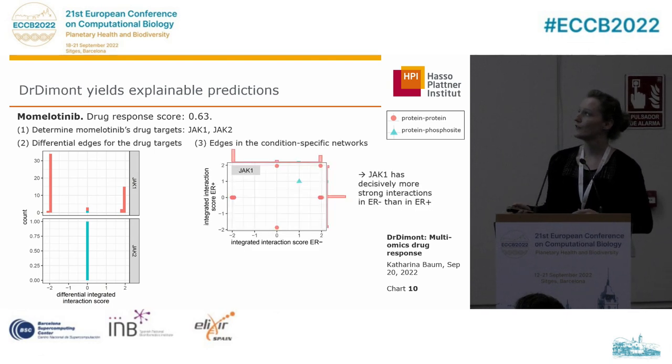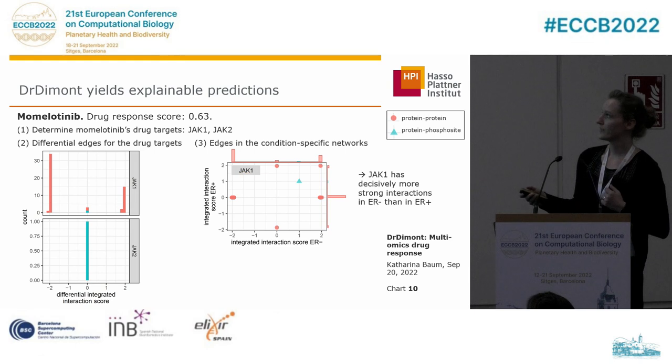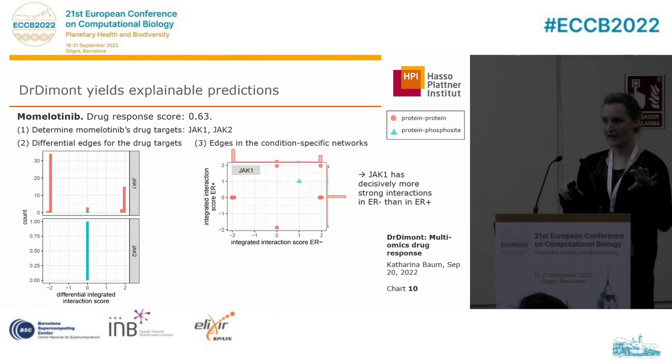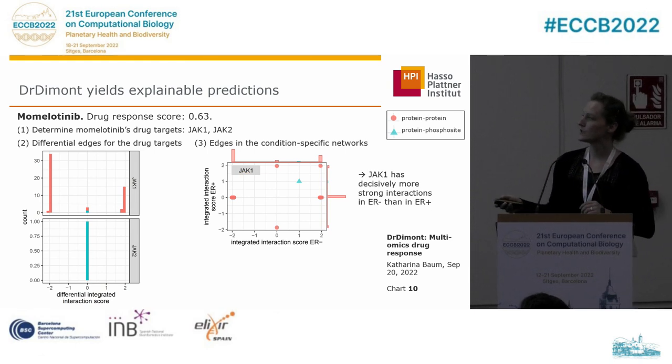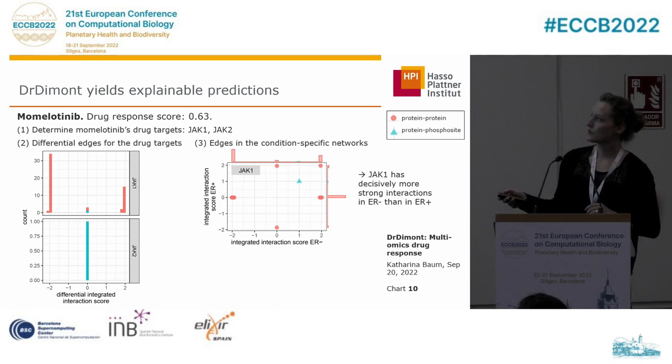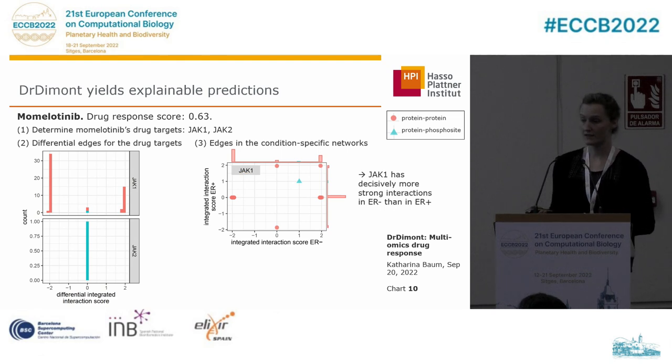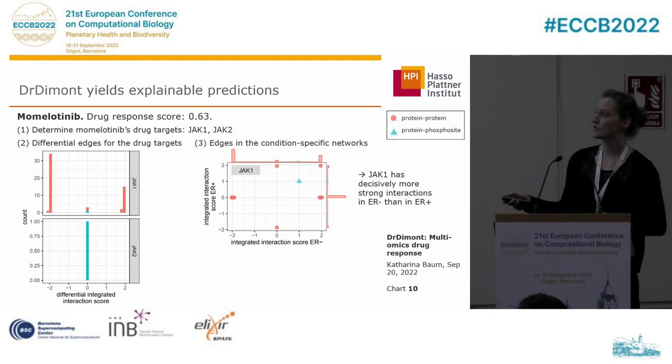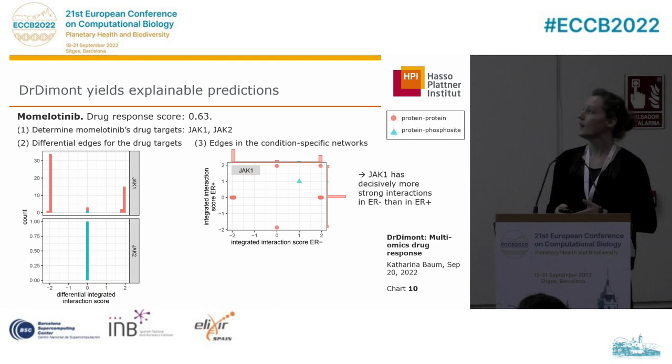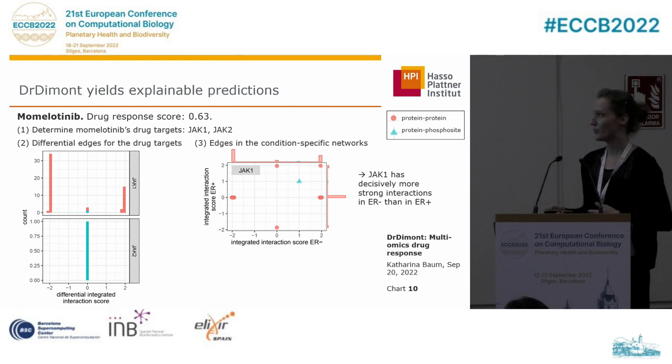And what is more, you can even go further and check the condition-specific networks, the ER negative network and the ER positive network, to see what the edge scores are. And what you see here is that most of those 50, 60 edges are scored zero in the ER positive network, so they do not exist, they do not have a strong weight, while they have a very strong weight in the ER negative network, suggesting that JAK1 would have stronger interactions in the ER negative case than in the ER positive case.